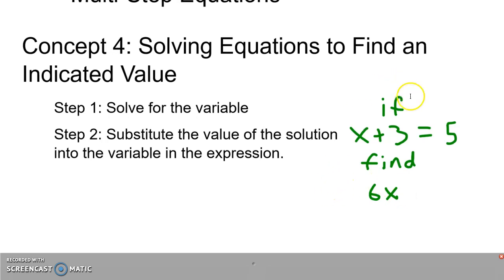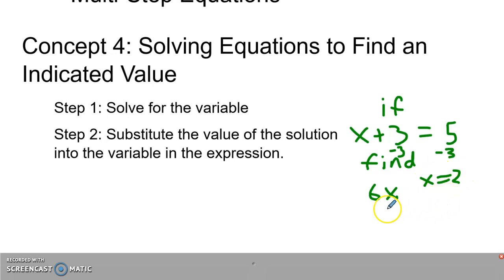All right, so in this case, if x plus 3 equals 5, then we're going to use whatever value x turns out to be to find 6x. And this is a fairly simple problem. So we would subtract 3 from both sides, and we would find that x equals 2.